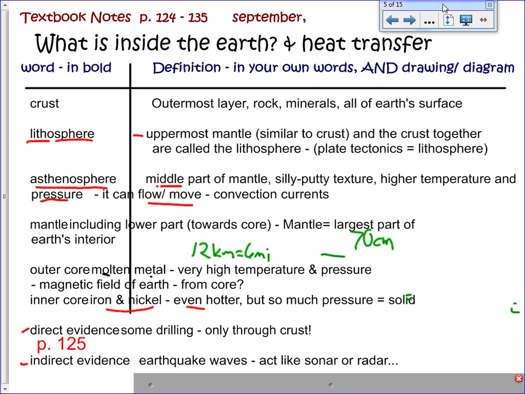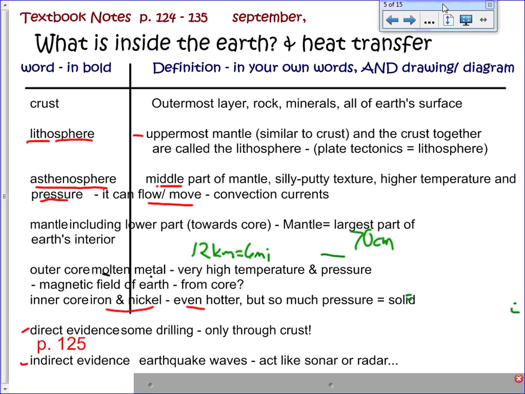These were your first direct evidence and indirect evidence. Direct evidence of what we know about the Earth is from drilling. We've drilled down, we've looked at it, we've sampled it. And then indirect evidence: how do we know that the mantle has a silly putty texture and that the core is liquid and solid? How could we possibly know if we've never drilled that deep? What was that?